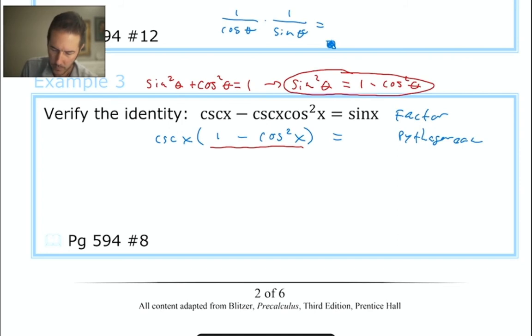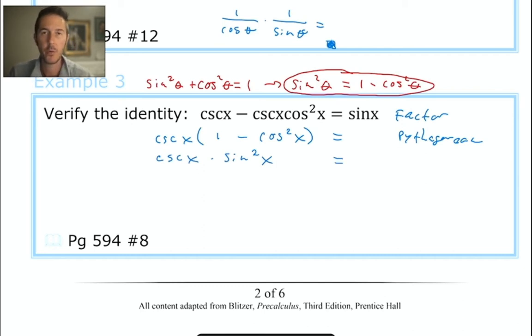Pythagorean. Replacing that with a sine squared. So now I've got cosecant x times sine squared x. I'm getting sloppy. Squared x, there we go. Hopefully is equal to sine x.